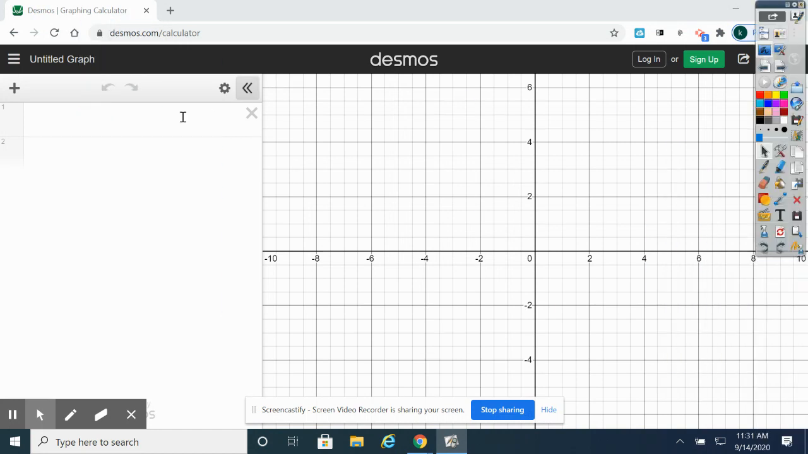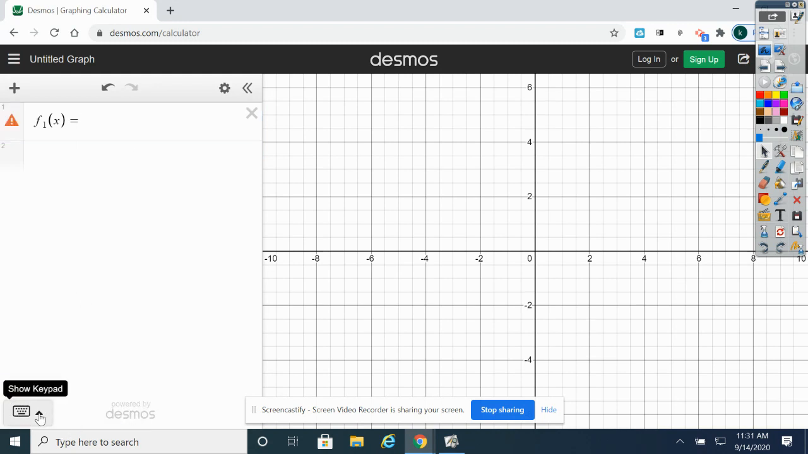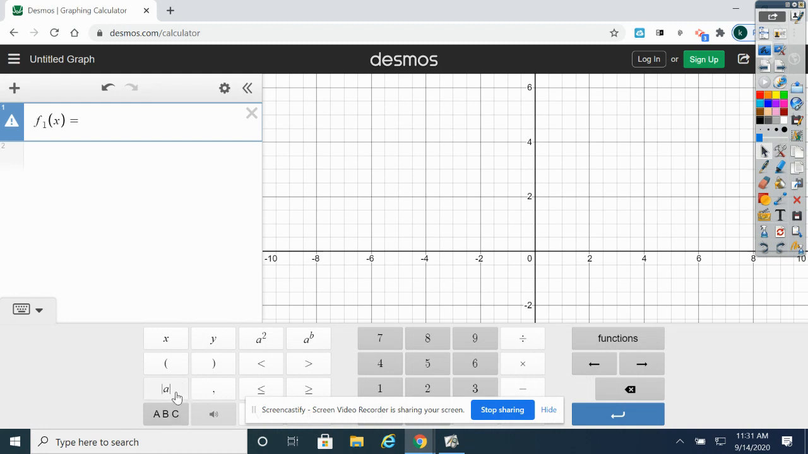Move my stuff around. In Desmos, you can type y equals, or I like to do f sub 1 of x equals. Either one's going to give you the same thing. You're going to find that in this little keypad in the bottom left is where the absolute value bars are. See the A inside the absolute value? It gives me the ghost bar and the real bar. I'm going to put an X in there.